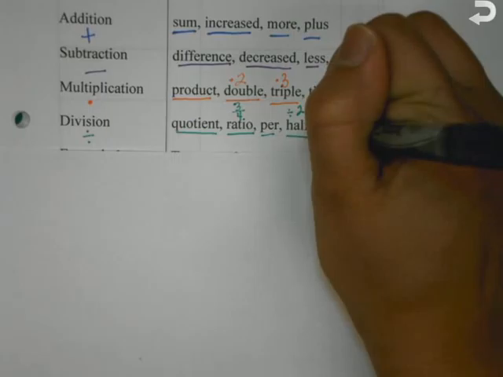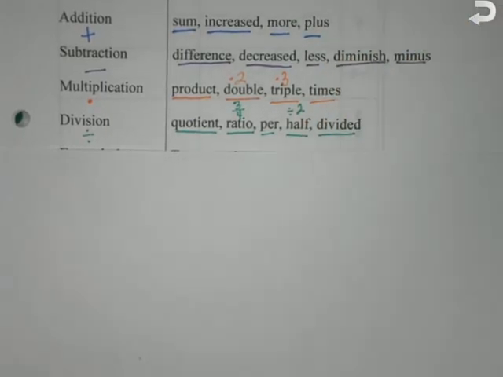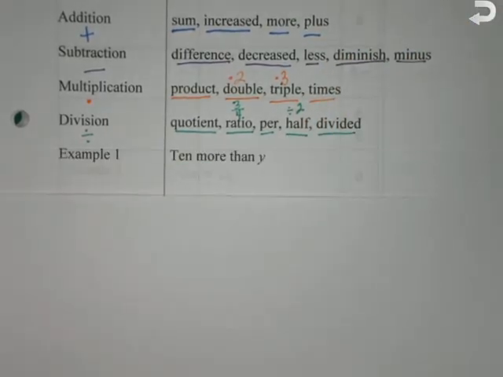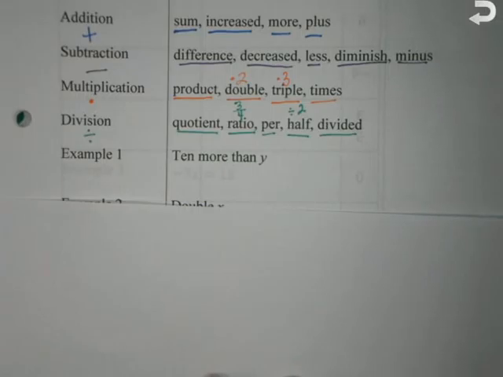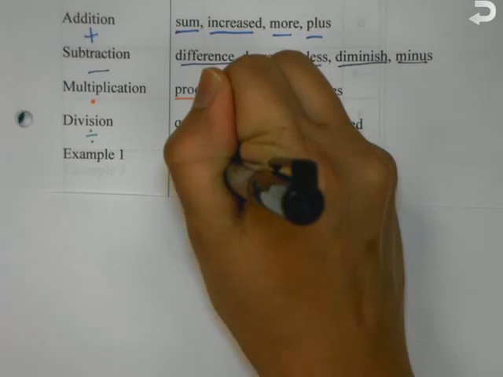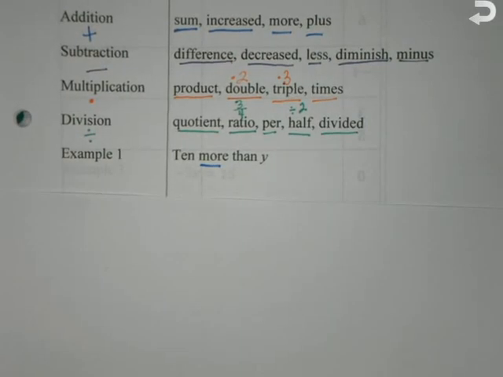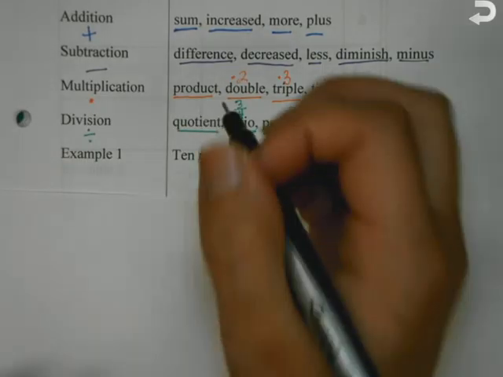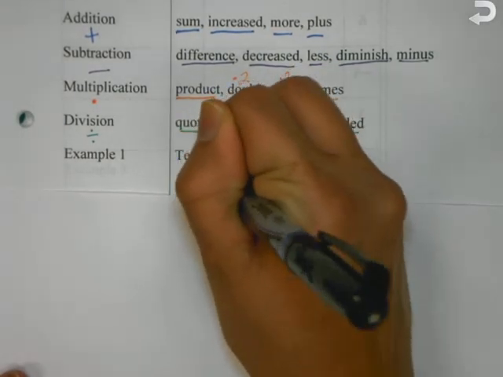Okay. Example number 1, 10 more than y. All I want to do is rewrite this in an algebraic sentence. So 10 more than y. What operation is that going to be? Zachary? Addition. So this is just going to be 10 plus y. Ta-da!